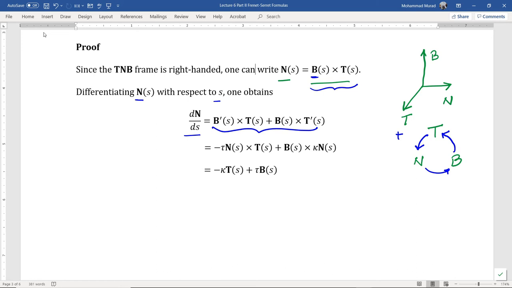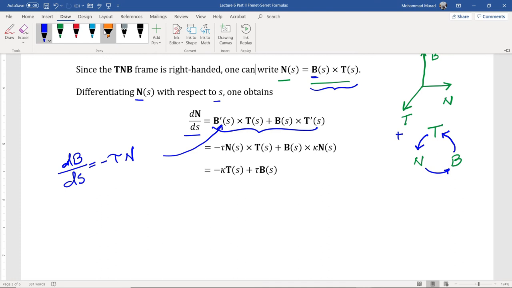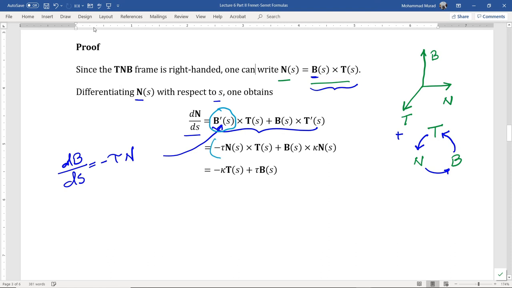Now, we proved already that the derivative of the binormal vector with respect to the arc length parameter equals negative tau times the unit normal vector. So we replaced this vector here with this vector. Similarly, the derivative of the unit tangent vector is curvature times the unit normal vector.